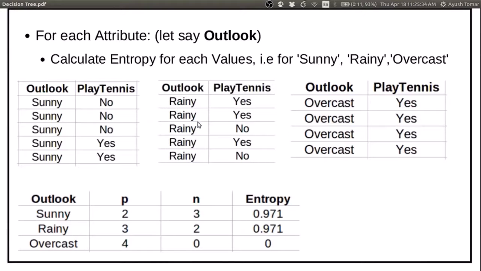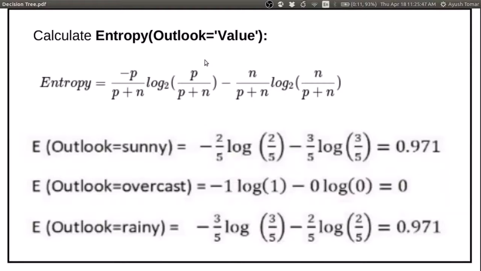Similarly for rainy, how many positive values are there? 3. So write 3. How many negative values? 2. So entropy is 0.971. And similarly for overcast, all the values are positive. So 4 and 0. Now to calculate the entropy, see this is the formula. Just substitute the values, p value, n value, and you will get the respective answers.